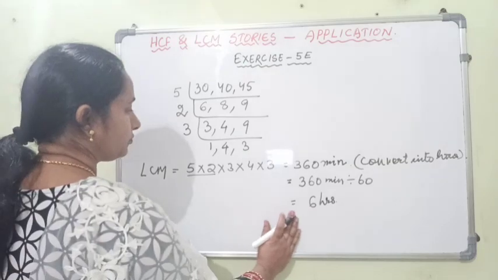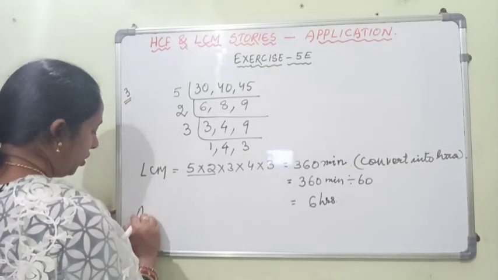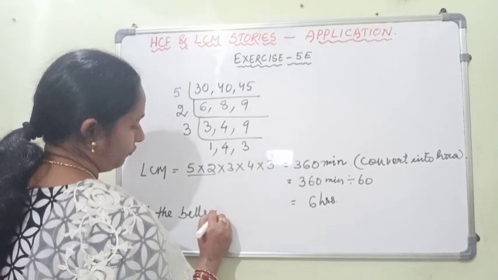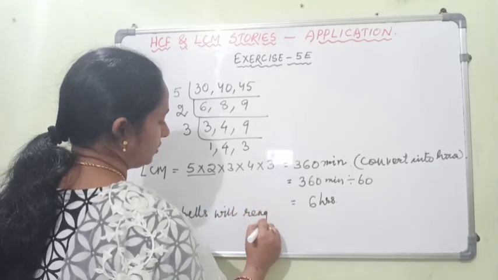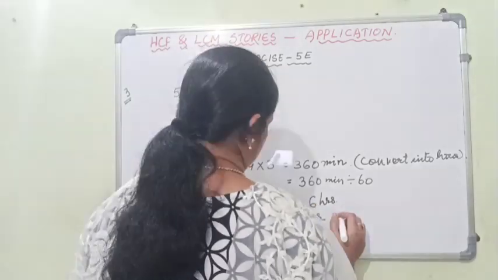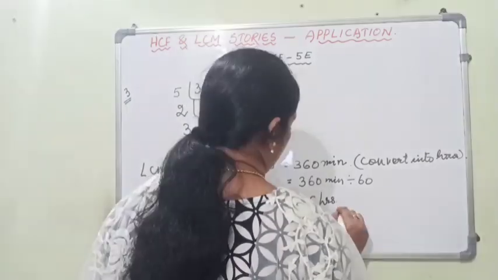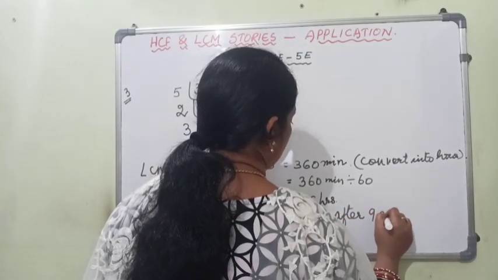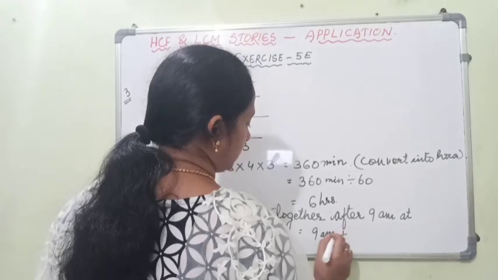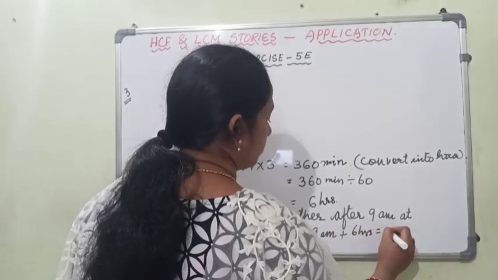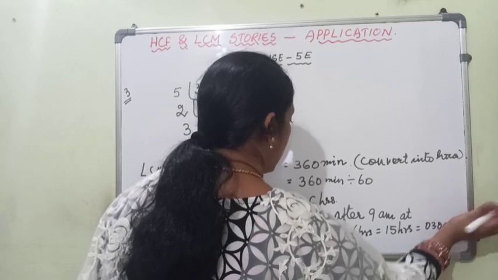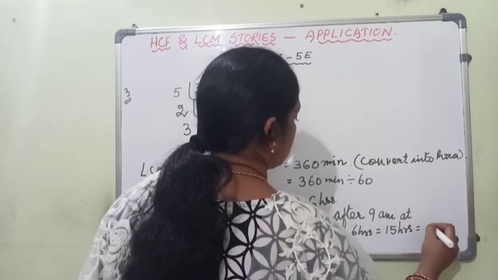So let us find out. So all the bells will ring together at 9 a.m. plus 6 hours, that is equal to 15 hours, that is equal to 3 p.m.